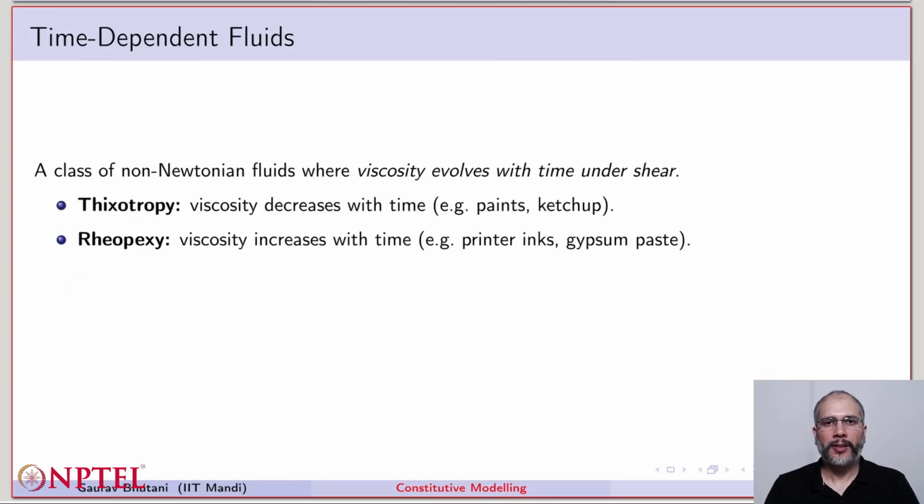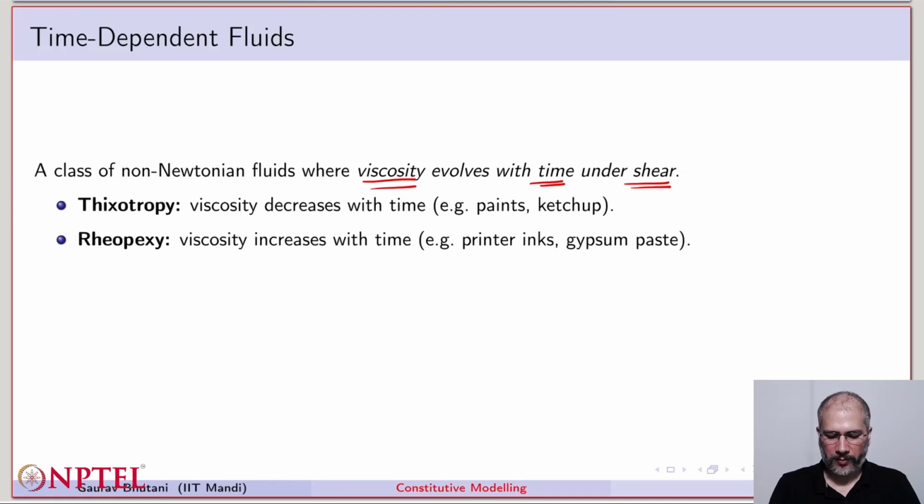Now moving on to other non-Newtonian fluids, we have a class of fluids called time-dependent fluids. For these fluids, under constant shear or shear stress, the viscosity evolves with time. So if you have a shear stress or a shear strain being applied to a fluid, you would see that the viscosity will change with time. This is different from the models that we discussed just now, because in those models, we noticed that the viscosity was a function of effective shear or shear strain.